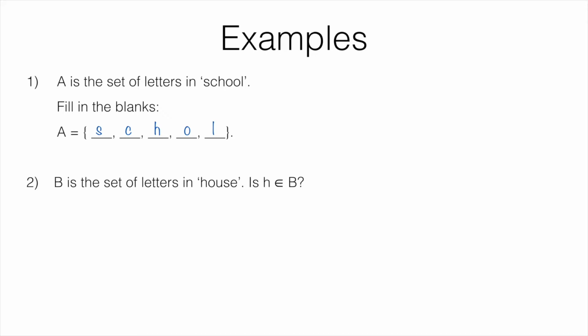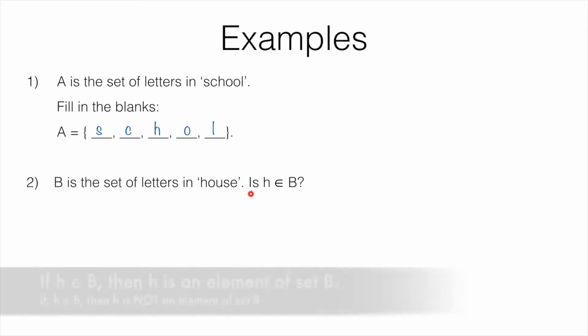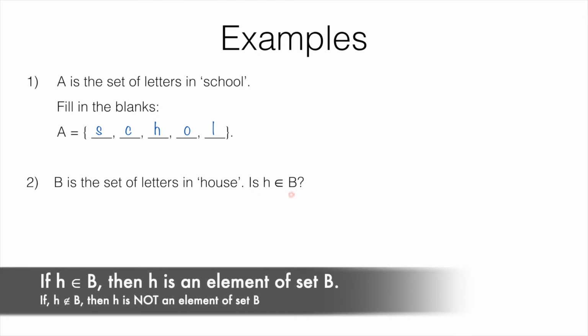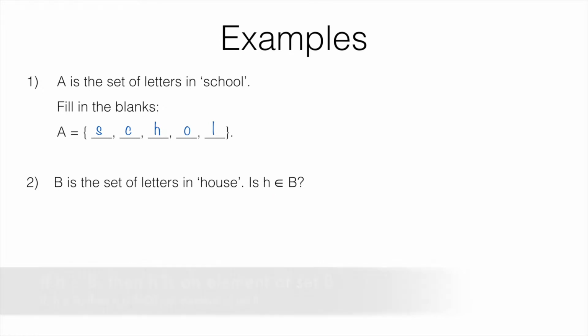B is the set of letters in the word house. Is H a member of B, or is H an element of B? That's what this symbol here means. It's asking us if H belongs in the set B. Well, let's start by working out what actually is in the set B. Here I've listed out the elements of set B. B simply contains H, O, U, S, and E. So is H a member of B? Well, yes it is. So the answer is yes.